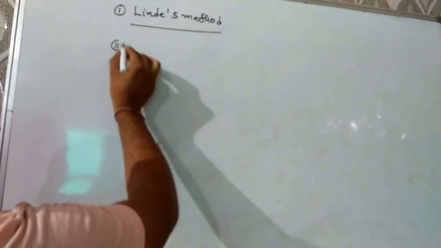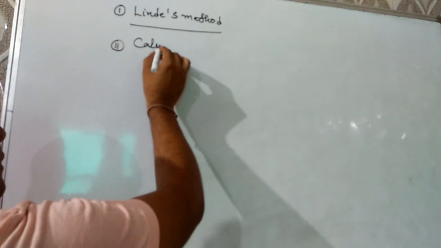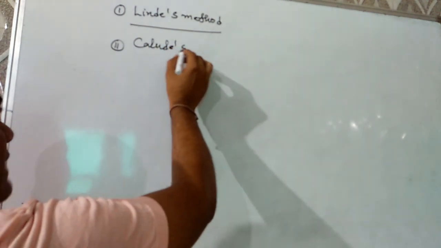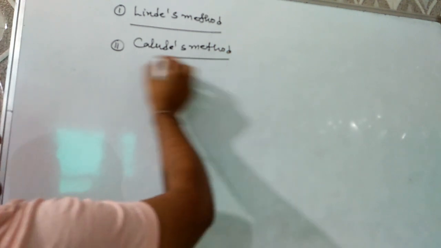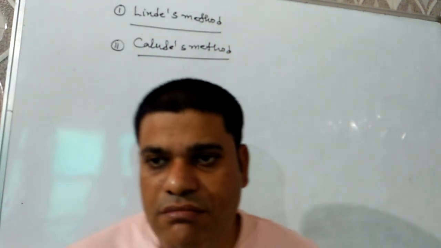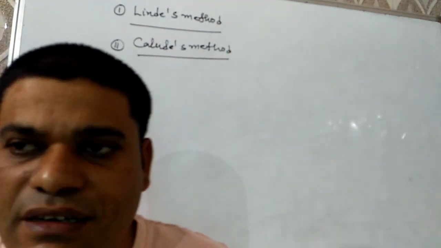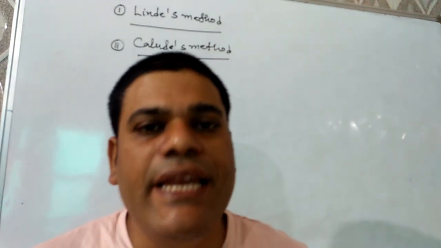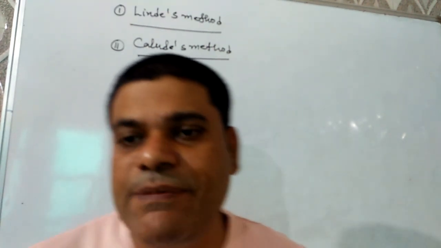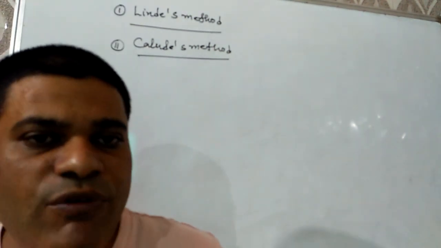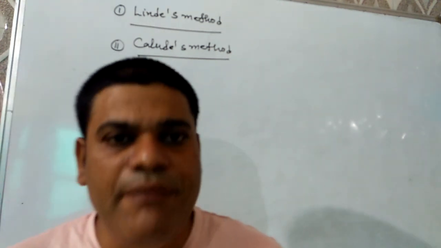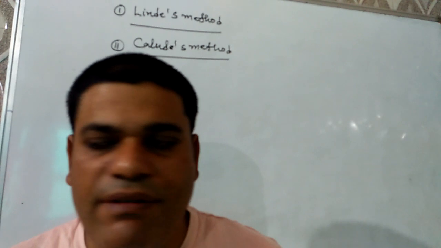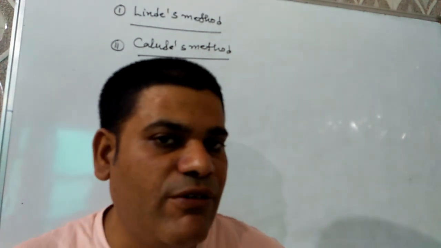The second method is Claude's method. In this method, the adiabatic expansion of the gas is done involving mechanical work. In the same way as adiabatic expansion, the temperature will decrease, due to which the gas is converted into liquid.